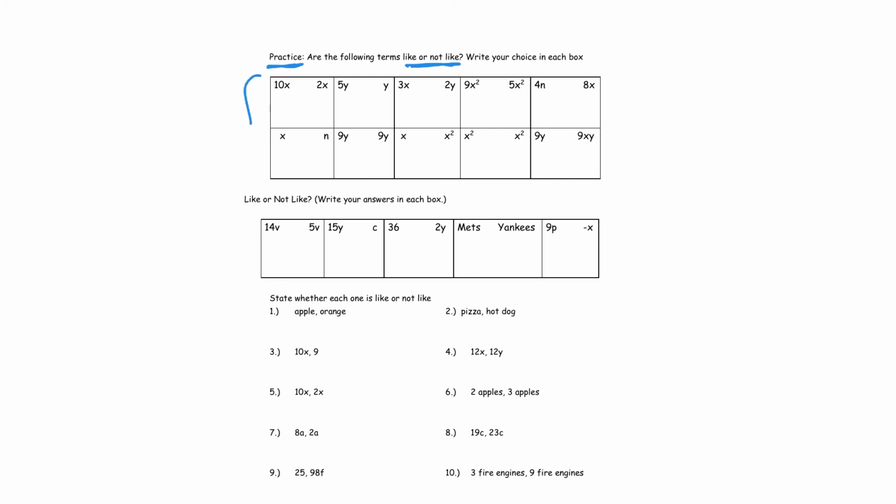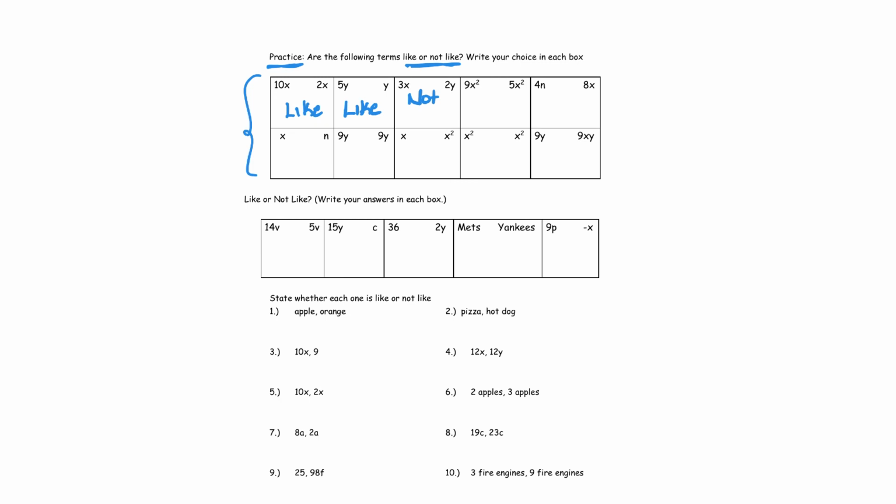Okay, top section here. Let's look at some of these together. Ready? Here we go. 10x, 2x. Are they like or not like? Good, they are like. Same variable, different coefficient. That's okay. 5y and y. Are they like or not like? They are like. Why are they like? They have the same variable. 3x and 2y. Are they like or not like? They are not like. Why are they not like?